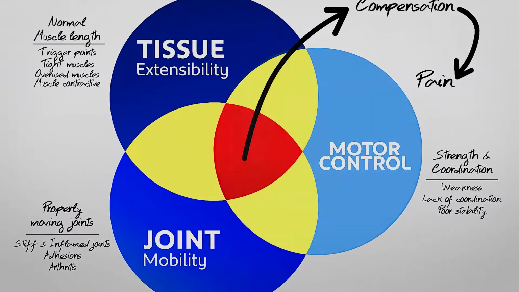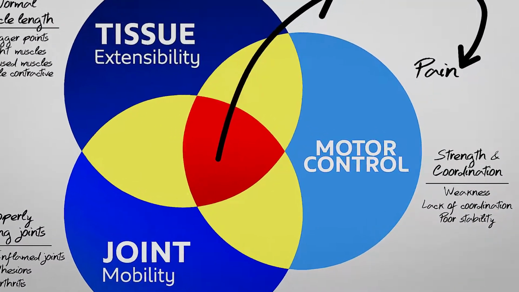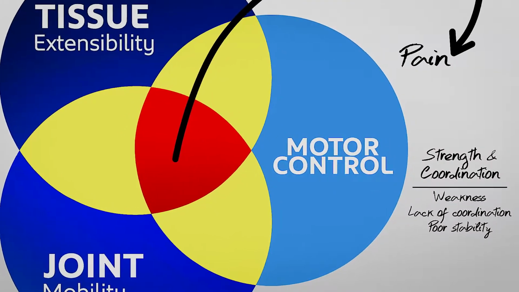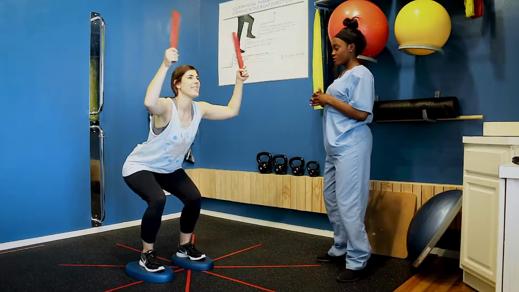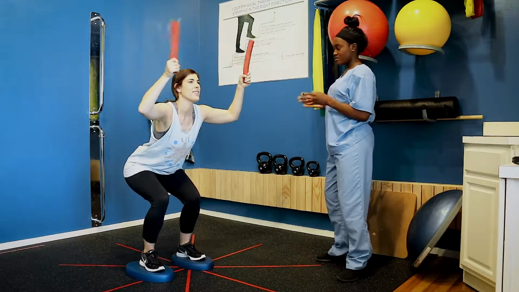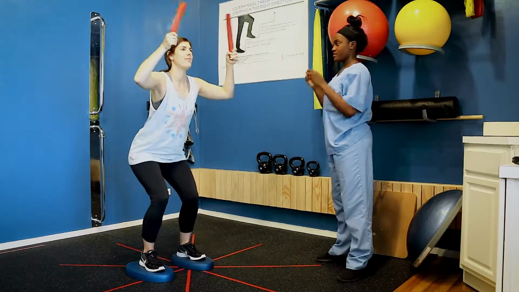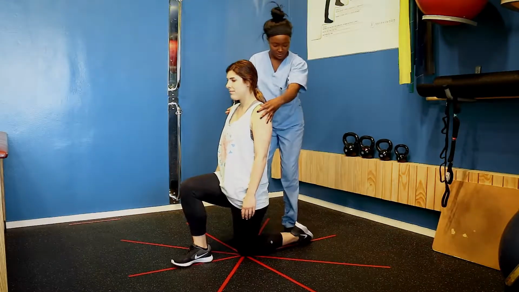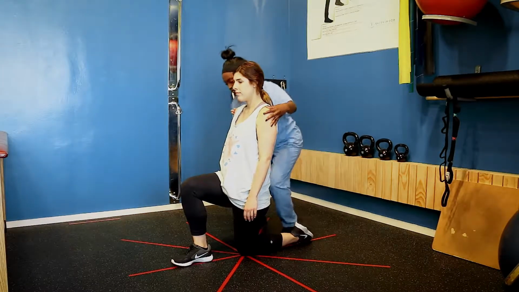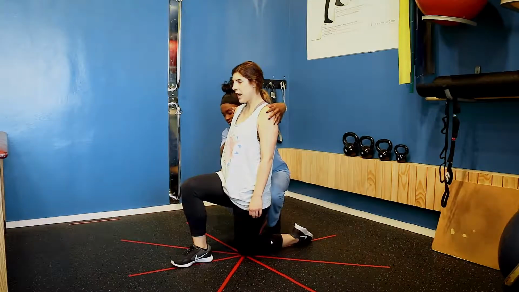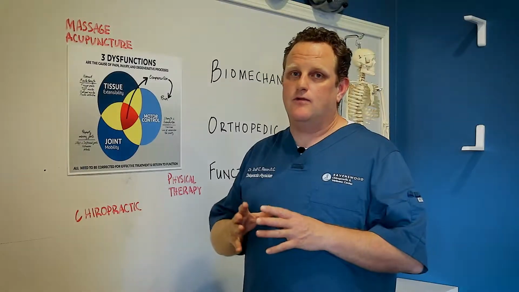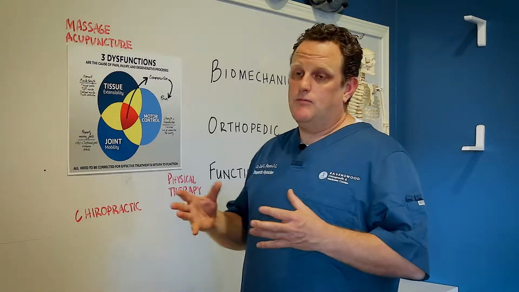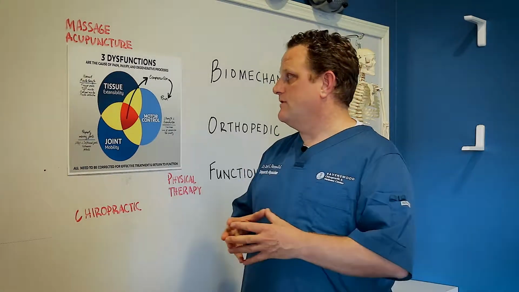The last being the motor control, which is made up of strength and coordination. Strength and coordination is very important because you have to have both. If you don't have good strength, but you have good coordination, you're going to be weak at doing a task. If you don't have good coordination, then it's going to be kind of a sloppy movement. So we want to make sure both of those are normalized. When we look at the compensation that occurs between these, the overlap, the more overlap of these circles get, the more complex a patient's problem is. And sometimes the longer it will take to get a patient fully better.